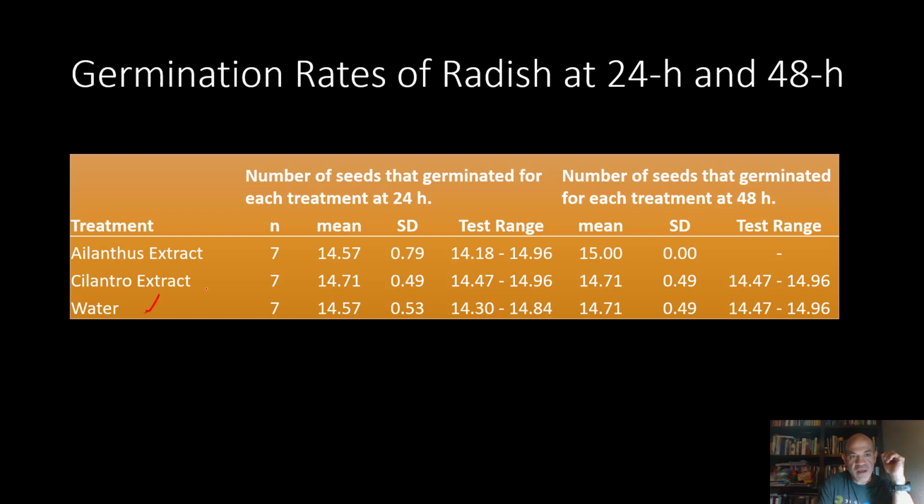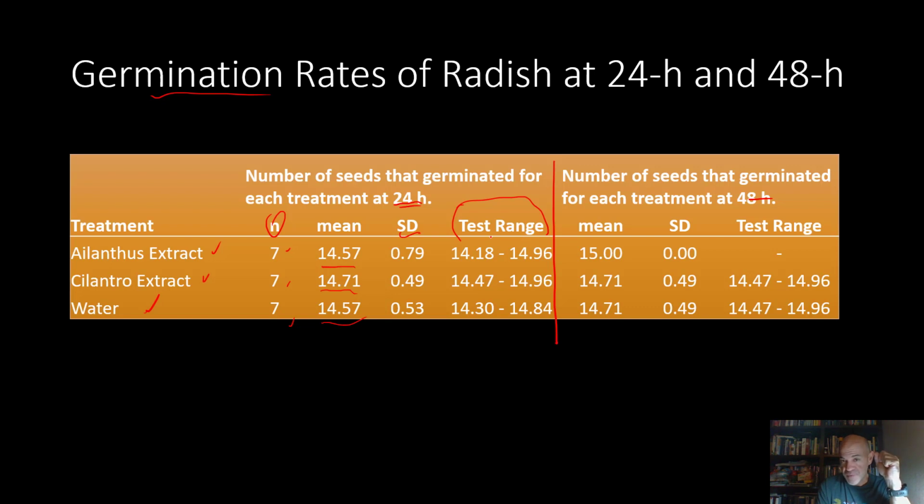You can see the water, the cilantro extract, and the Ailanthus, and N is the number of replicates. There were 7 each, and this is the germination rates. This first group right here, from the left, that's the 24-hour and then 48-hour, and you can see that the mean, remember each one had 15 seeds, the average was 15.6, 14.6, 14.7, and 14.6. Here are the standard deviations. Basically, after 24 hours, almost all 15 seeds germinated in every replicate, with the exception of a few. And the ranges are test ranges following that method described by your lab manual.